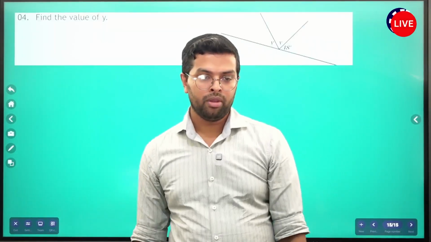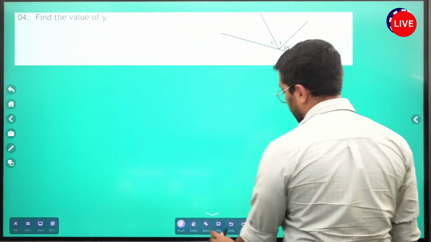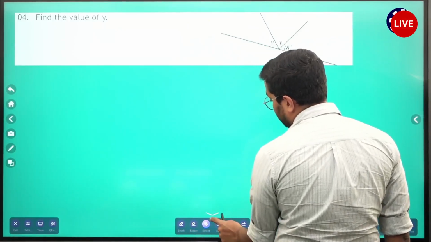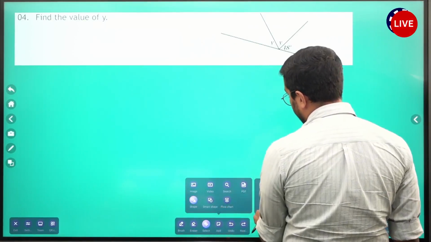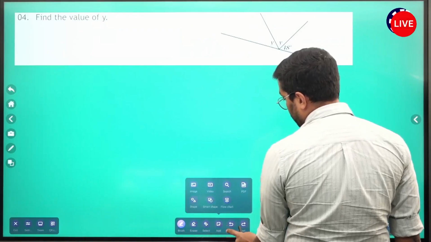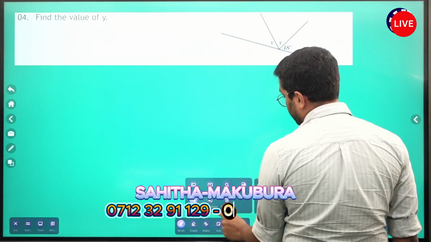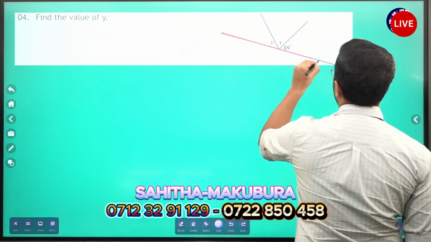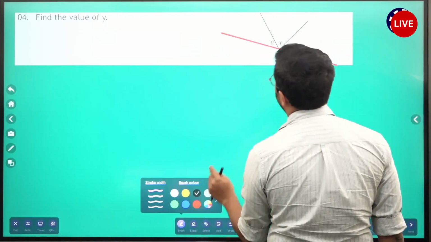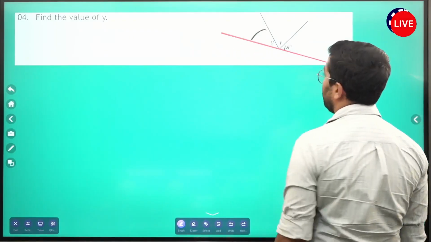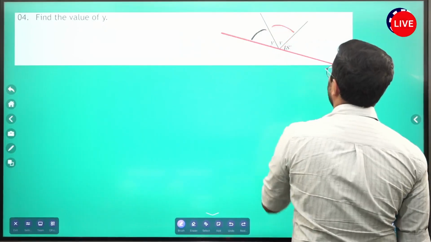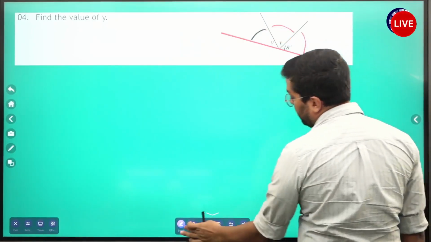Question number 4. Find the value of y. Right. Can you all see that there is a straight line segment like this? On the straight line segment, we have adjacent angles placed. So the magnitude of this angle is y. Magnitude of this angle is again y. Magnitude of this angle is 48 degrees.